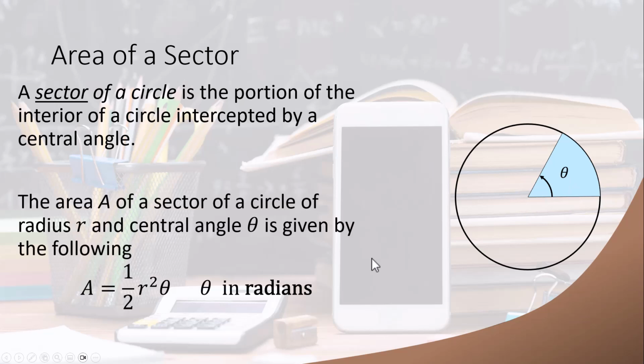And this is a convenient formula for us to figure that out. The area of a sector of a circle of radius r and central angle theta, given in radians, is equal to 1/2 r squared theta, where once again, theta is in radians. Now, I'm not going to prove this to you, but I'm at least going to show you that it makes sense, and I'm going to do that in the following slide.